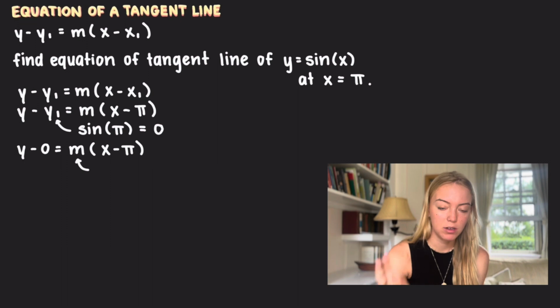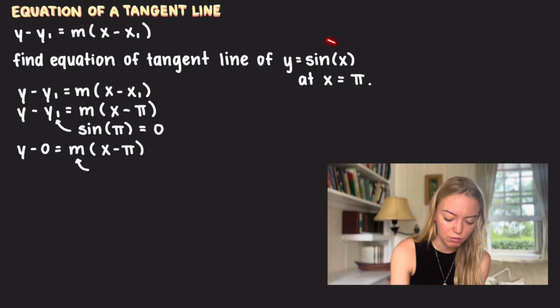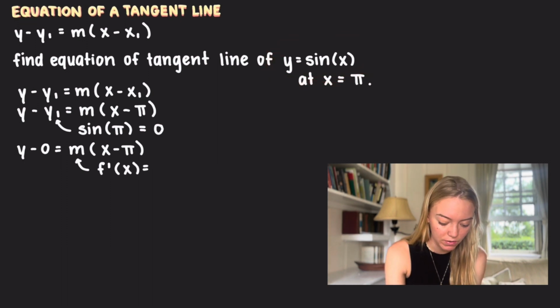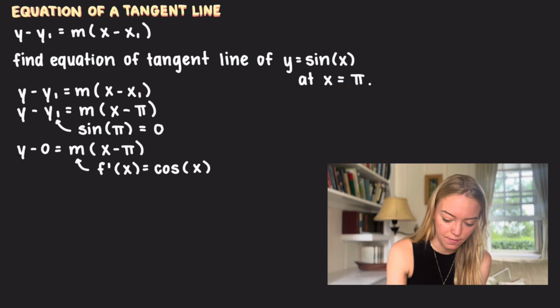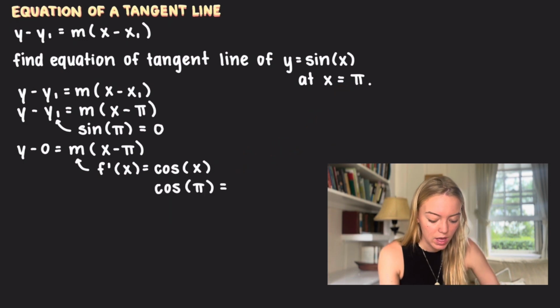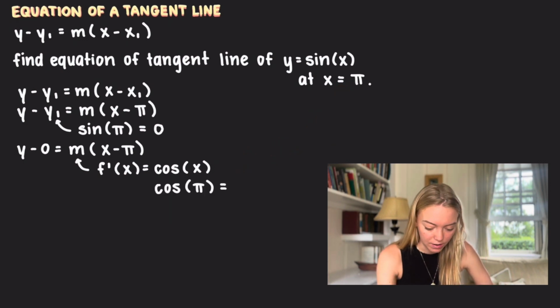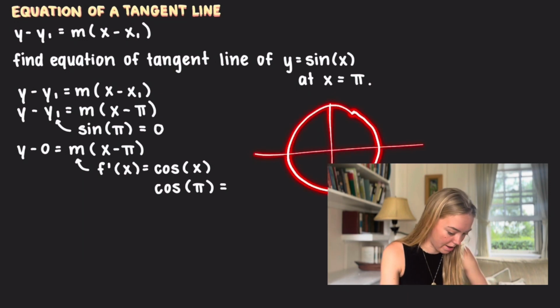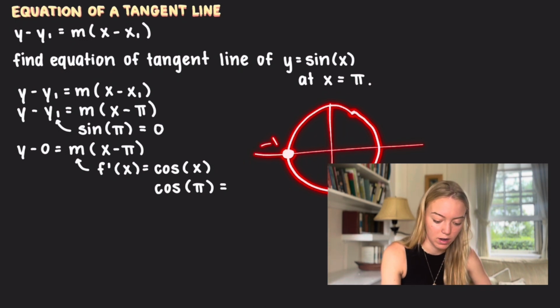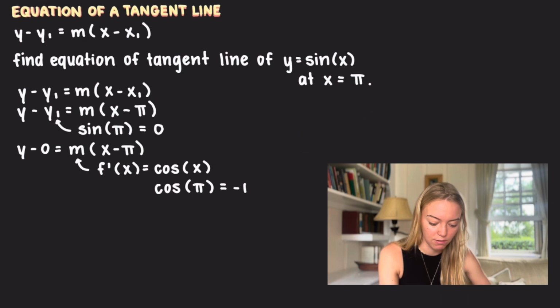Remember, solving for m, two steps. First step is take the derivative of the function. Well, the derivative of sine is going to be cosine. Then second step is to plug the x value into the function. So cosine of pi, if we look, here's our unit circle. Cosine is right here, or pi is right here. The cosine of that value is negative 1. So cosine of pi is equal to negative 1.